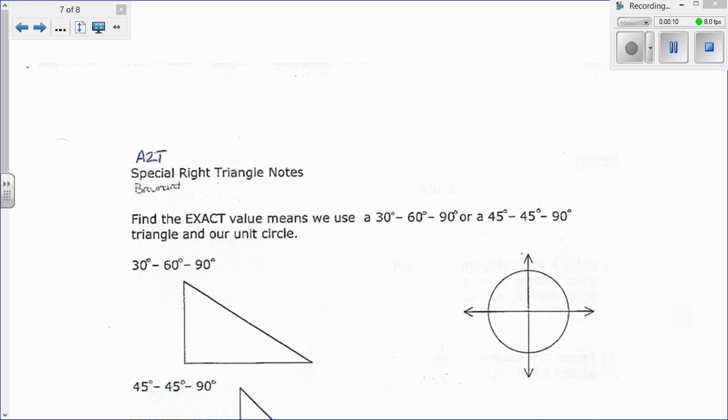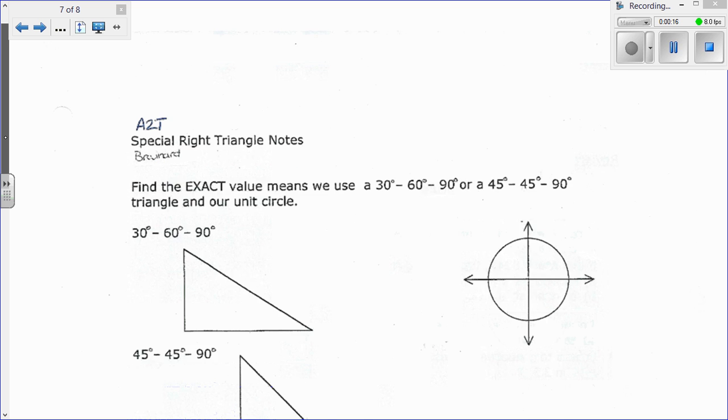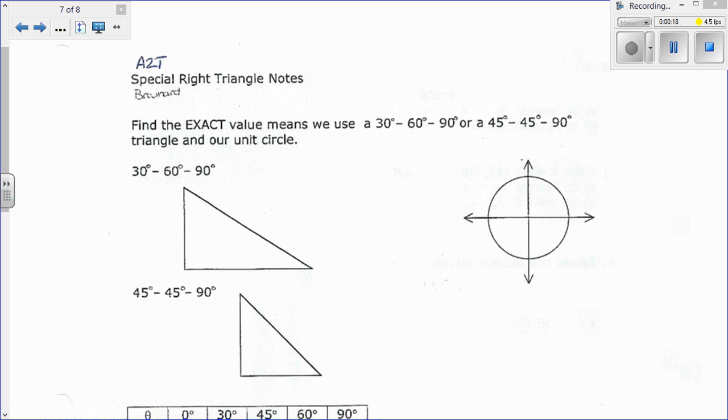Today we are going to be talking about special right triangles, and unlike yesterday, we will not be needing the calculator for this portion of the notes. When you are asked to find the exact value, that means we use a 30, 60, 90 degree triangle or a 45, 45, 90 degree triangle and our unit circle.